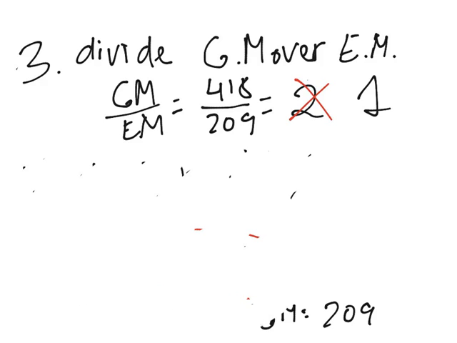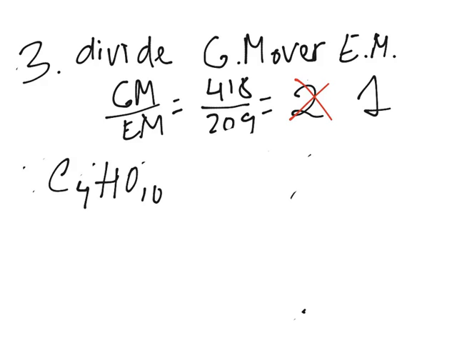So let me erase all this. So simply, you would say that, I think it was C4H10, the empirical formula is equal to the molecular formula. So this is both your empirical and your molecular formula.